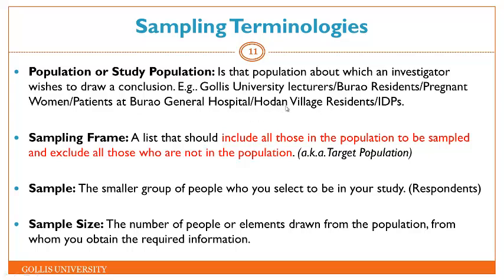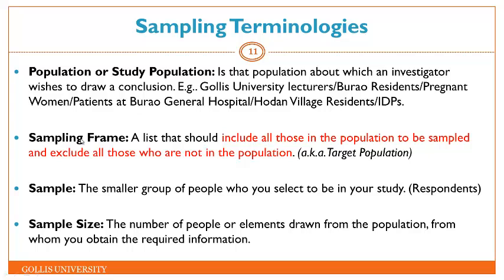Maybe your research is about the impact of motivation on the lecturers at Golis University. Then it means that the lecturers at Golis University will be your study population. Or you are doing your research among the borough residents, or among pregnant women, as mentioned in your title. Those target groups which are mentioned in your title will become your population.